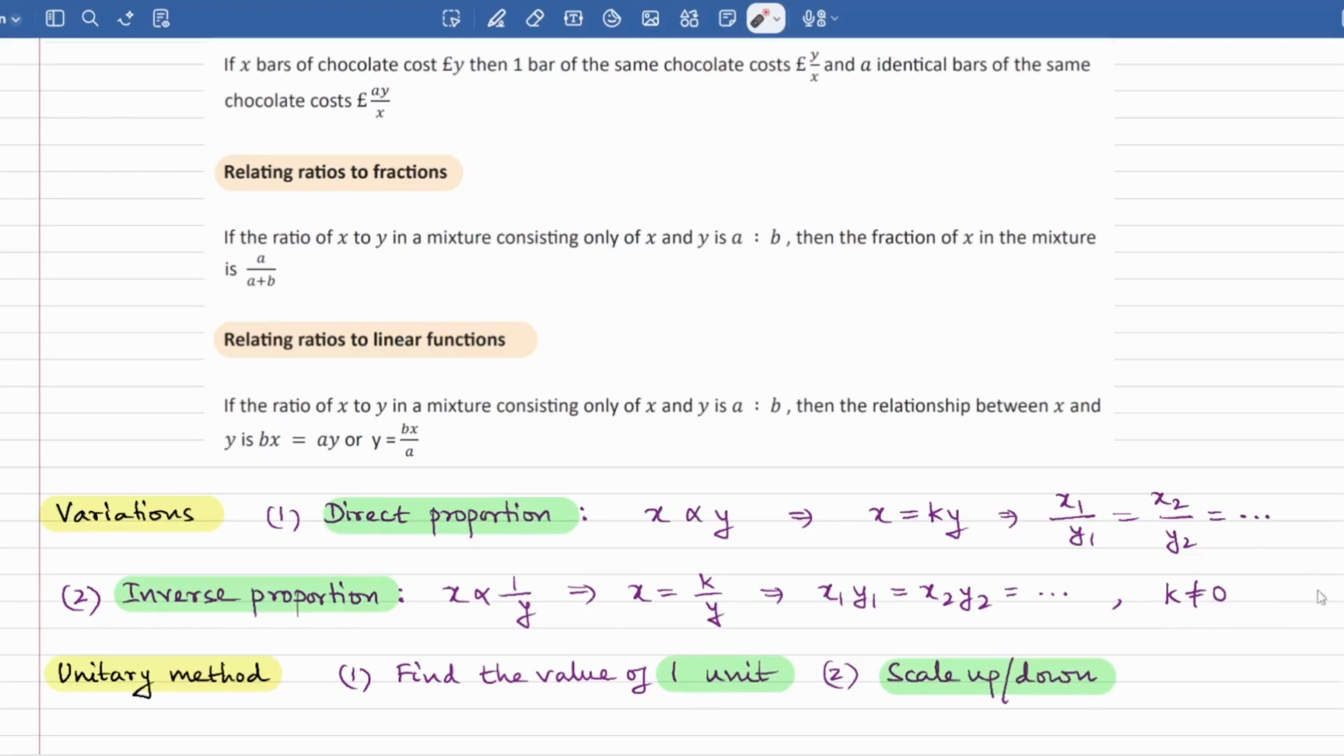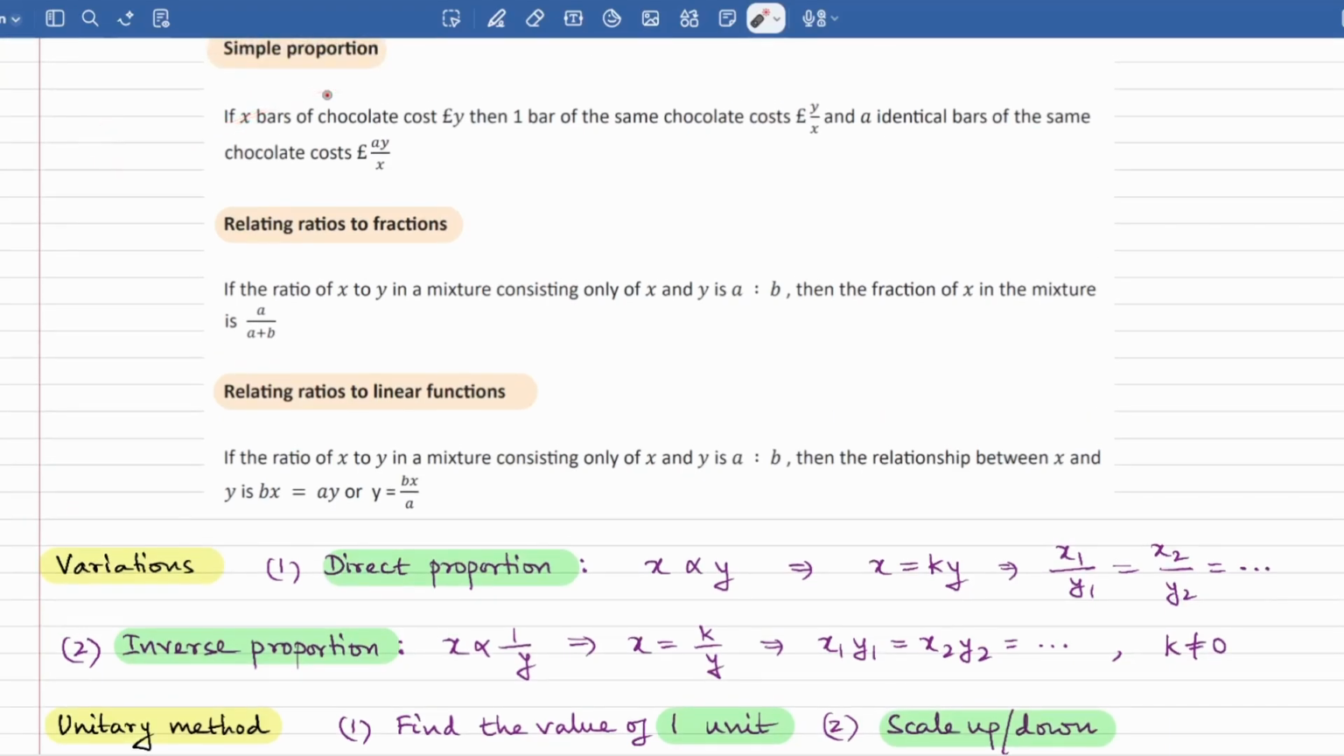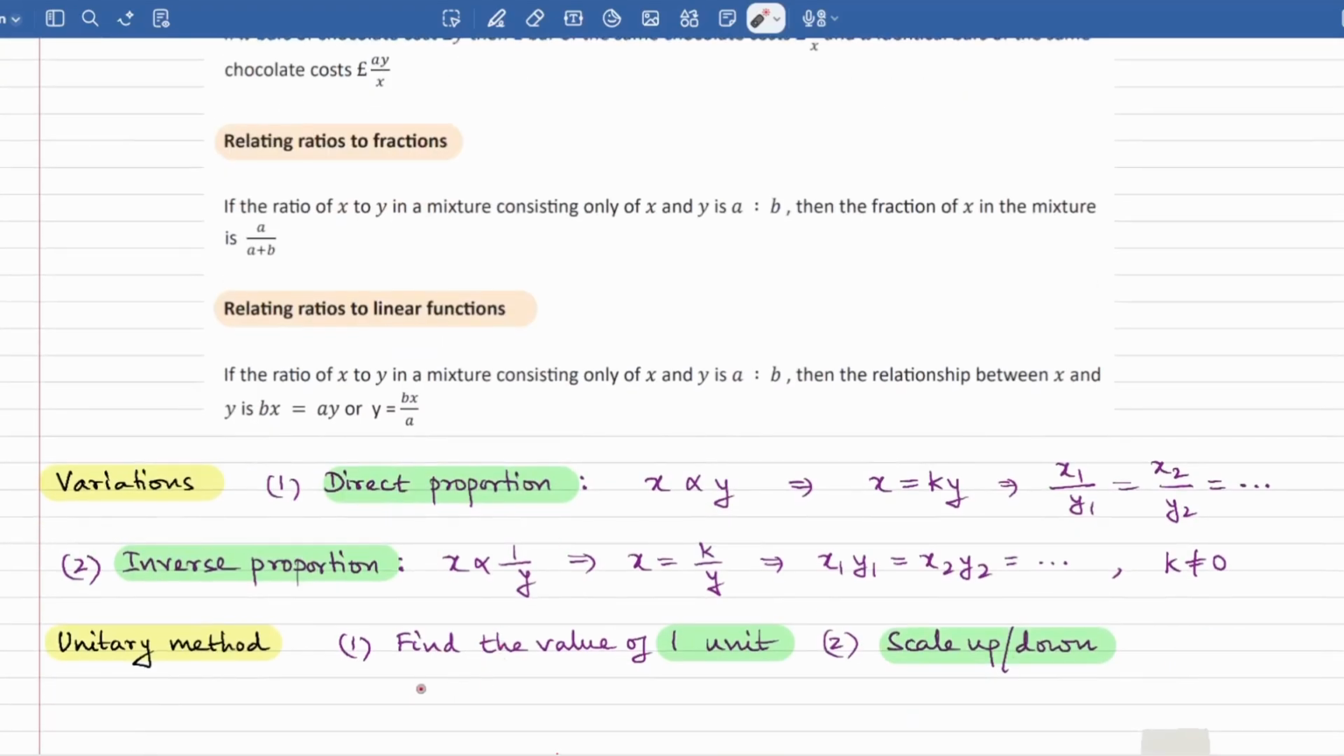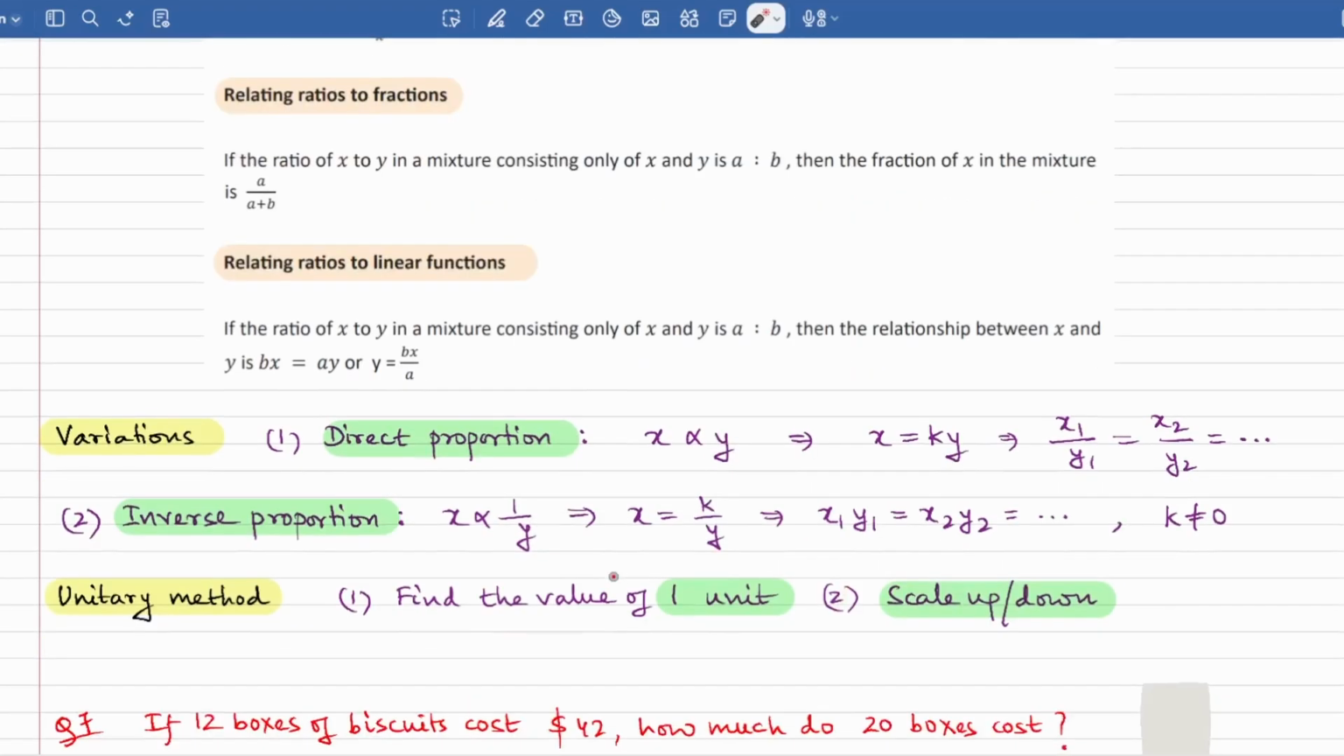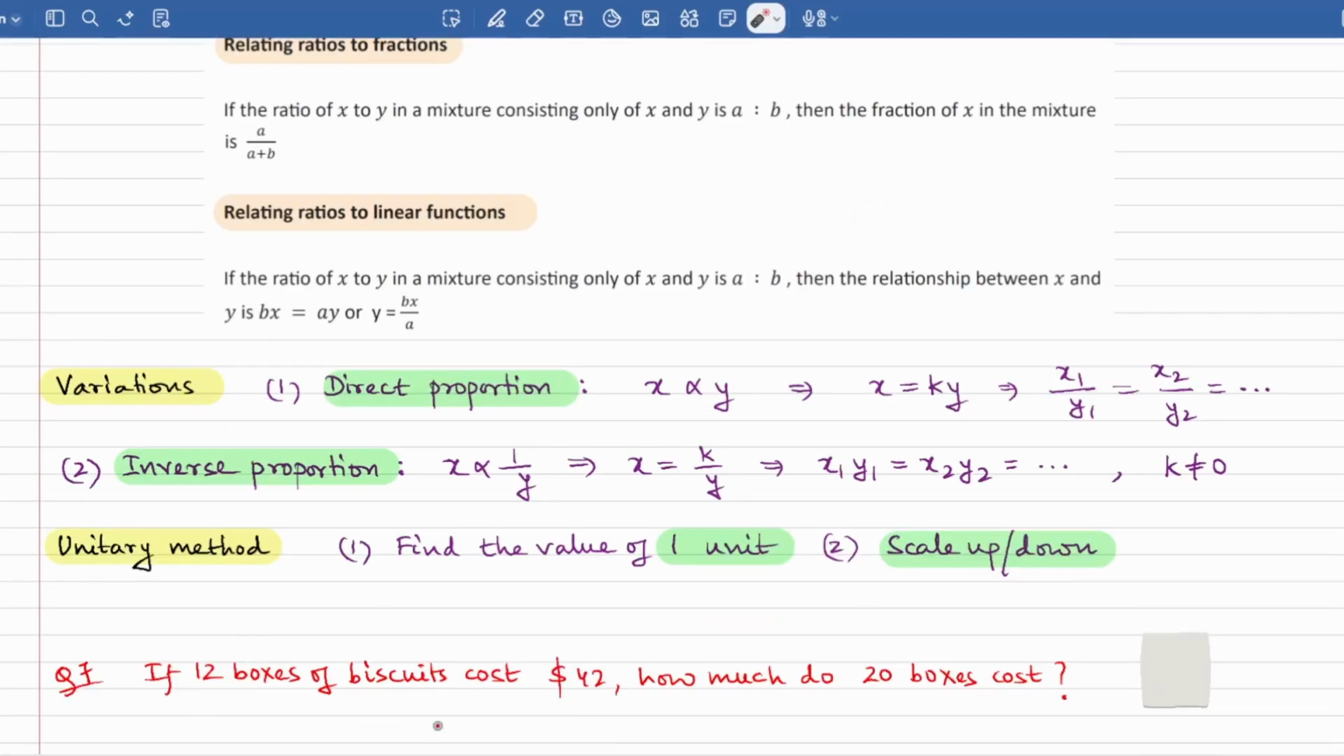If you are solving sums via unitary method, which is the one that we described here, the algorithm would be to figure out the value of 1 unit and then scale it up or down as asked in the question. So try this question: if 12 boxes of biscuits cost $42, how much do 20 boxes cost? I hope you have done it by the unitary method, because 12 costs 42, 1 costs 42 by 12, 20 costs 42 by 12 into 20. You cancel it, you will get your answer.